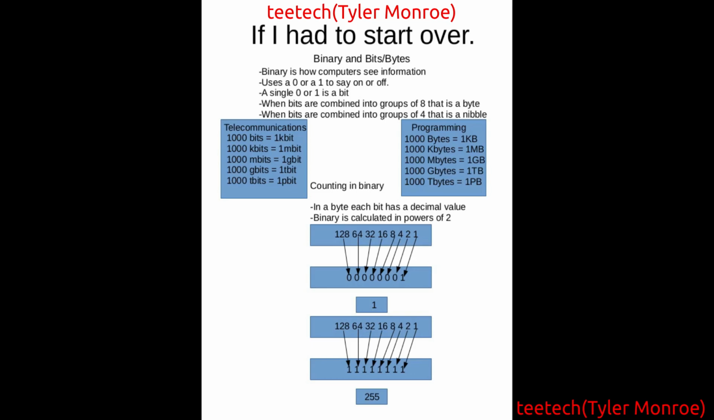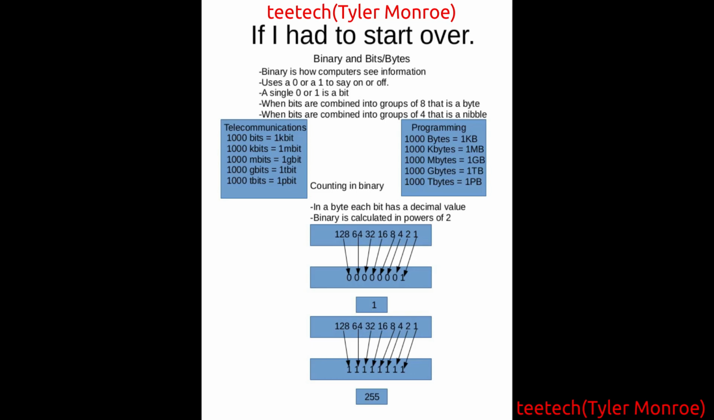So how are these bits and bytes used? Well, they're actually used in 2 very important ways. First of all, in telecommunications, in computer networks, bits are used. 1,000 bits is 1 kilobit. It's bits used, not bytes, okay? So 1,000 kilobits is 1 megabit. 1,000 megabits is 1 gigabit. 1,000 gigabits is 1 terabit. And 1,000 terabits is 1 petabit, okay?